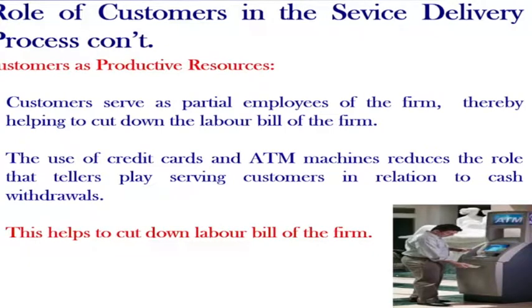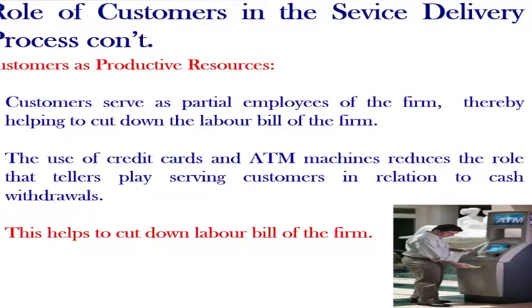So let's take, for instance, a customer of a bank who uses credit cards or ATM machines. Once you are using these sorts of automated or electronic services, you cut down the pressure on the bank to employ human resources in order to deliver you services in relation to cash withdrawals on the banking shop floor. So when you work as a productive resource to a service firm, you cut down the labor bill of that firm.